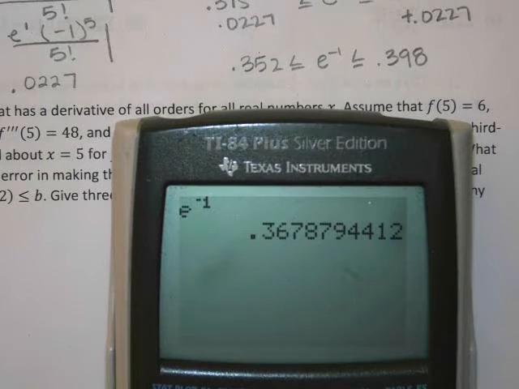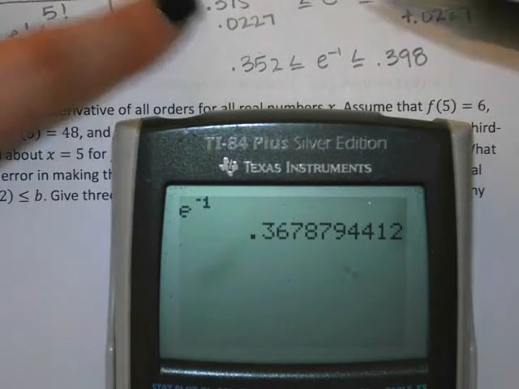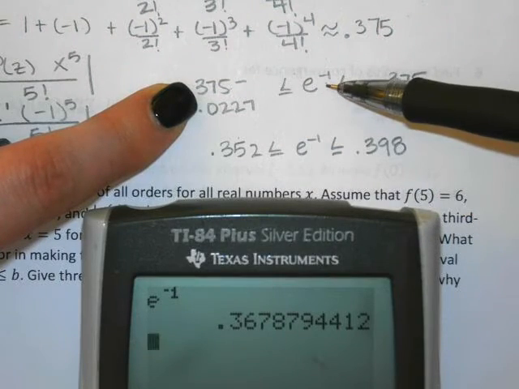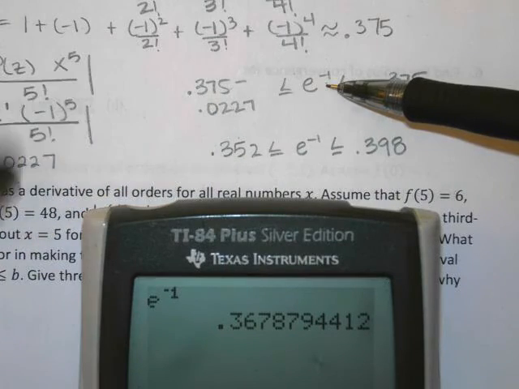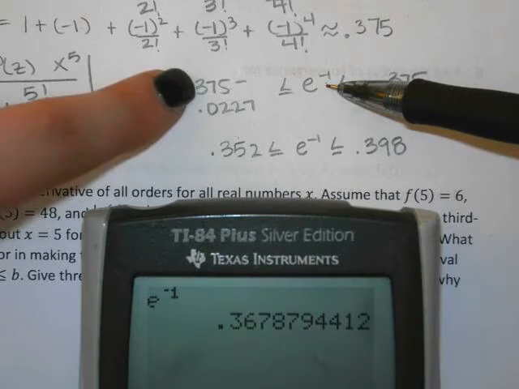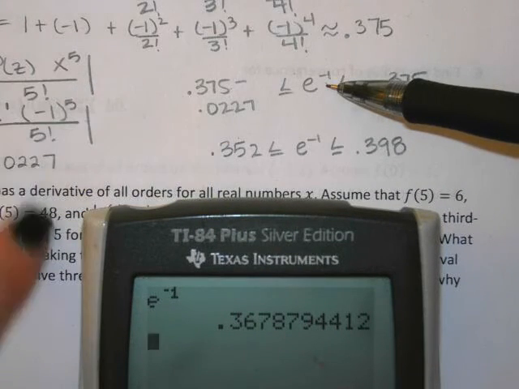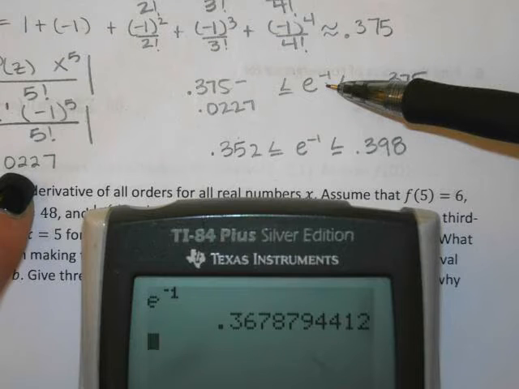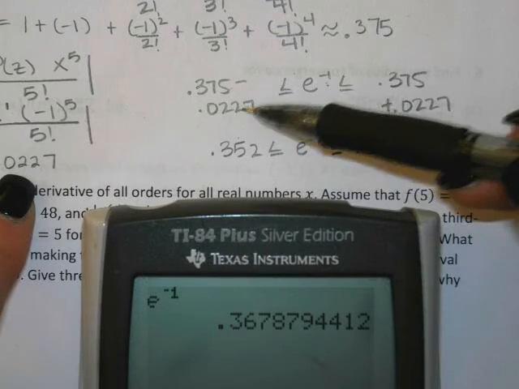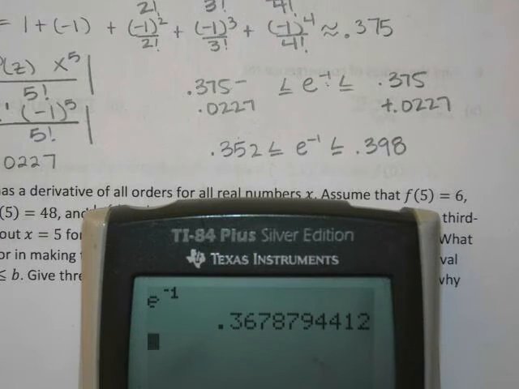Can you explain again why we subtract the 0.0227? It's kind of like we're saying this is approximately the middle, and the error could be that much below the number we're approximating, and that much above the number we're approximating. So that's why we're subtracting to find the lower amount, and adding to find the upper amount. Okay.